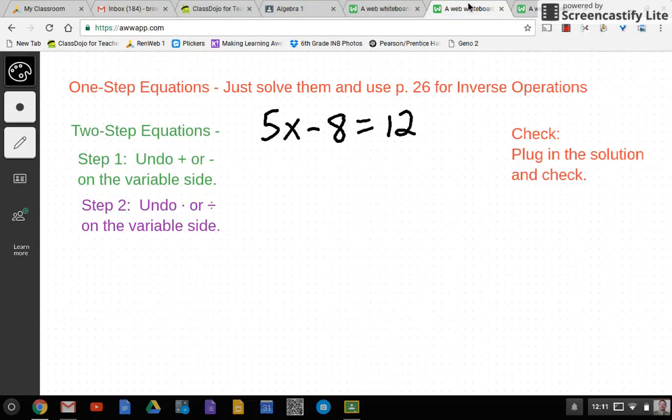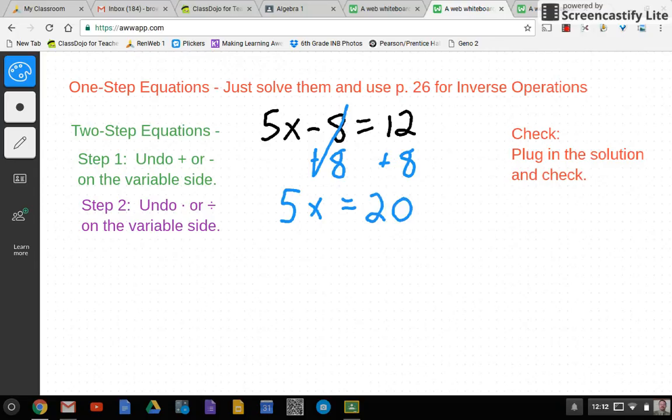Okay, so it says for two-step equations, my first step is to undo the addition or subtraction on the variable side. So I'm going to change colors just a little bit here. I've got a subtraction, so I have to undo that with addition. So I'm adding 8 on each side. So those two will cancel, and I will have 5x left over on this side of the equal sign. And on this side, I'm adding, and I'll get 20.